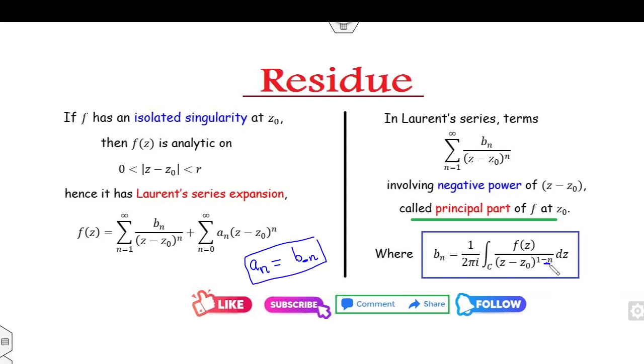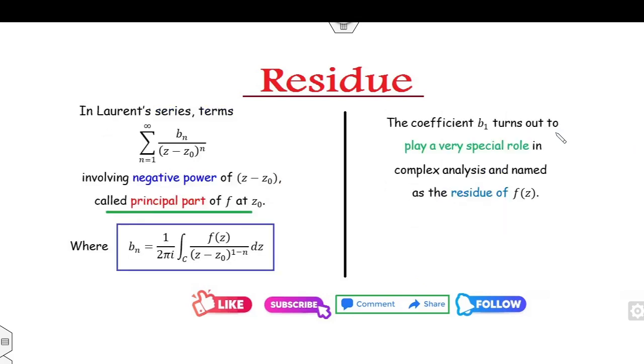That means you can replace n with minus n, and then it becomes an. If you expand the principal part, it will be b1 over z minus z naught plus b2 divided by (z minus z naught) squared and so on. This particular value b1 plays a very specific role in complex analysis, and the value of b1 is known as the residue of the function.